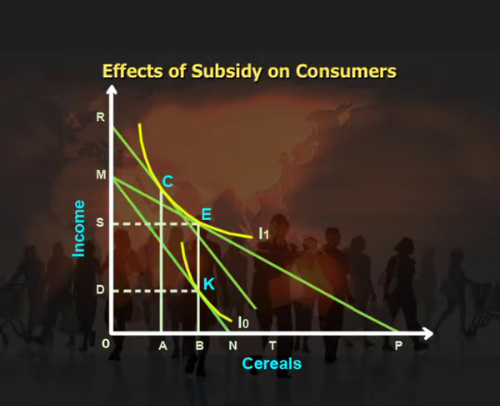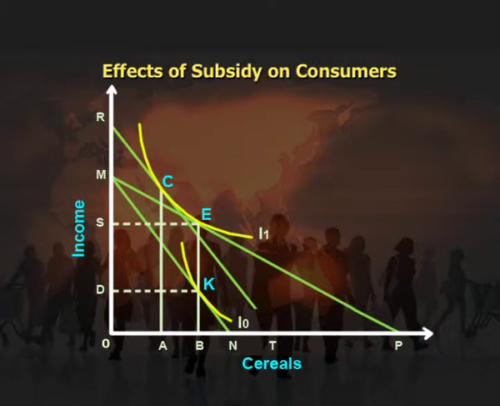When he gets cereals at a subsidized price, that is at a lower price, his price income line is MP, which is equivalent to a fall in the price of cereals. At this income line, he is in equilibrium at point E on the curve I1, where he buys OB quantity of cereals by spending MS amount of money. The full market price of OB cereals is MD on the line MN where the curve I0 touches. The government therefore pays SD amount of subsidy, but the consumer receives cereals at a lower price.